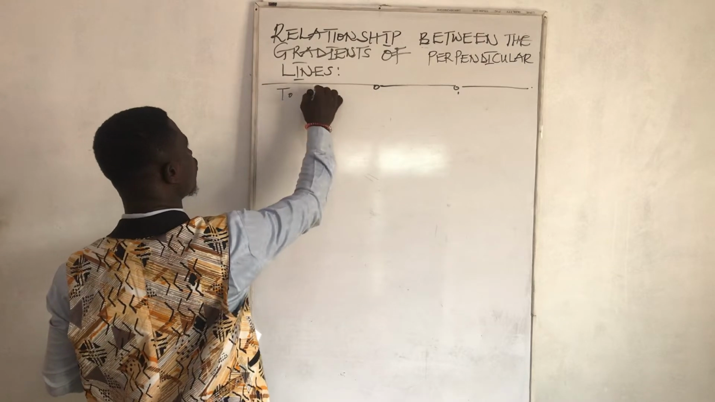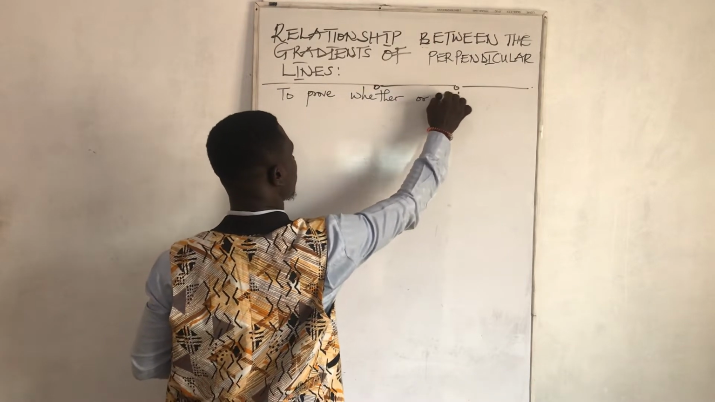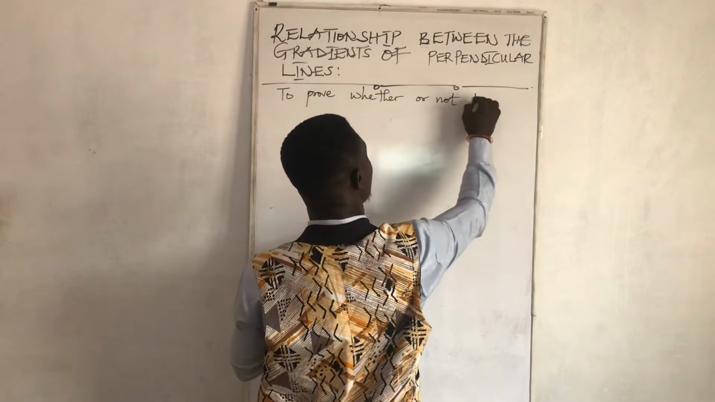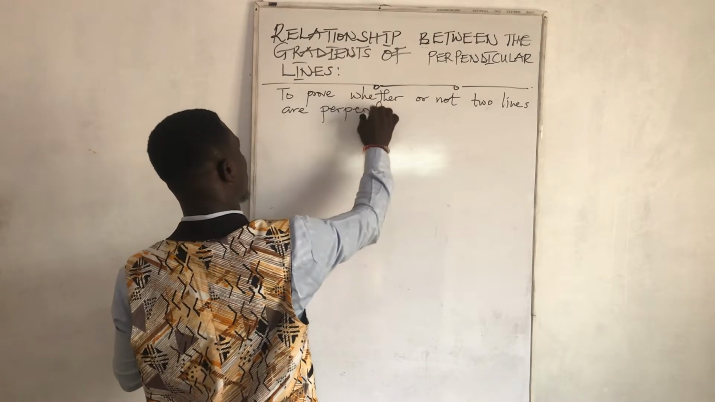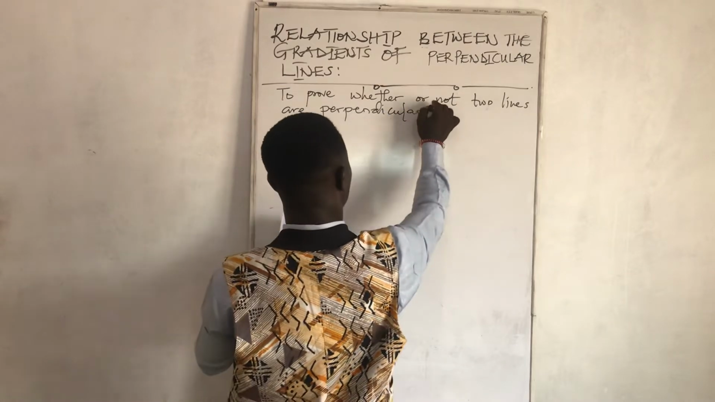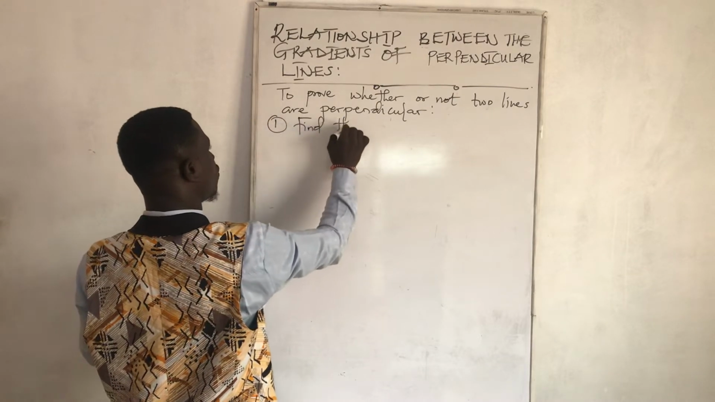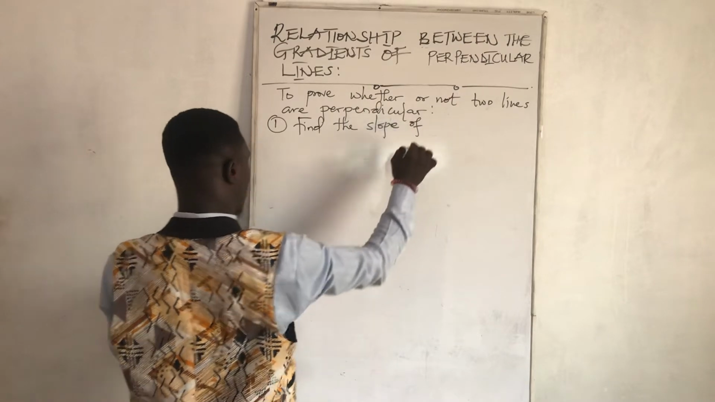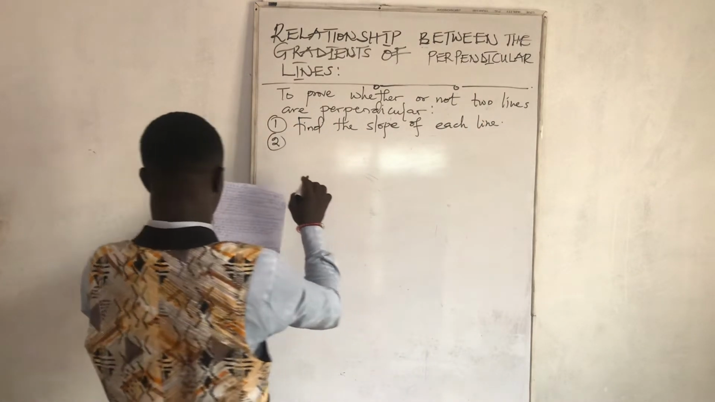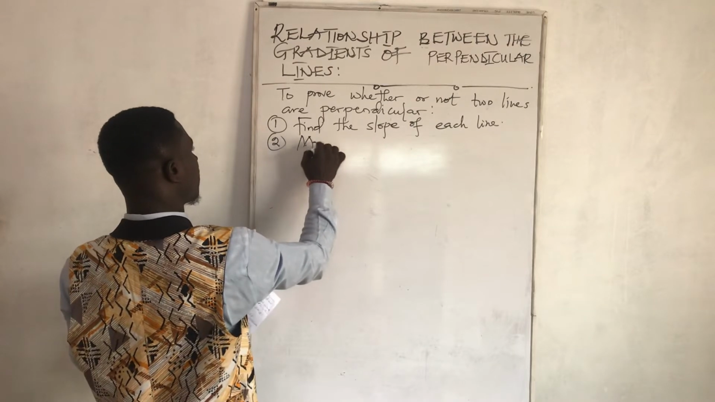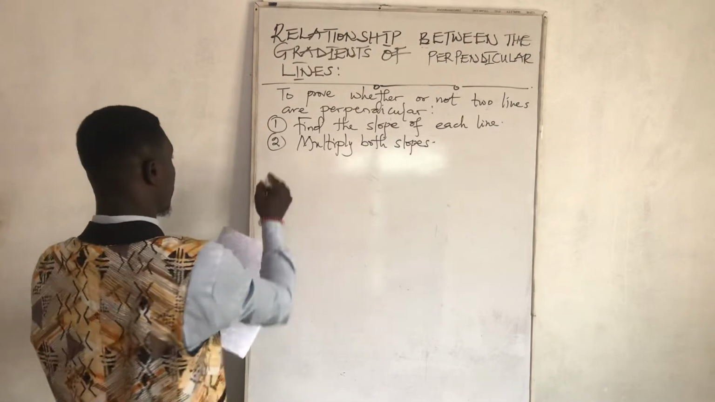So to prove whether or not two lines are perpendicular, step 1: find the slope of each line. Step 2: multiply both slopes.